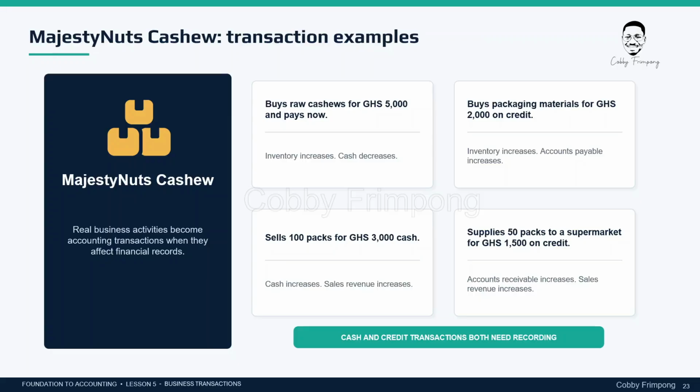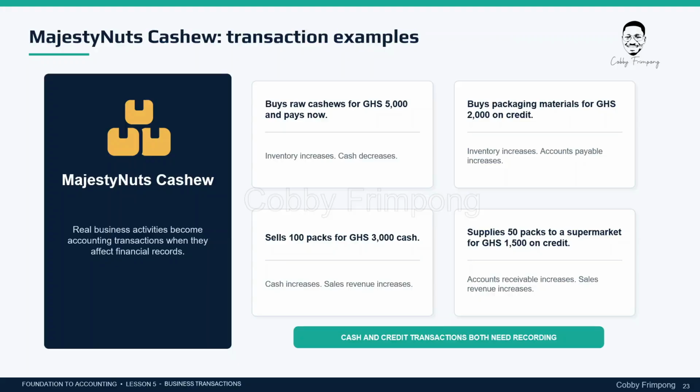Majesty Nuts Cashew transaction examples. Imagine Majesty Nuts Cashew buys raw cashew nuts for 5,000 Ghana cedis and pays immediately. That is a cash transaction because inventory increases and cash decreases. If the business buys packaging materials worth 2,000 Ghana cedis on credit, inventory increases and accounts payable increases.